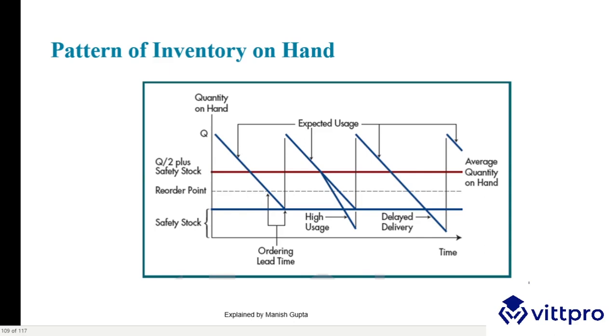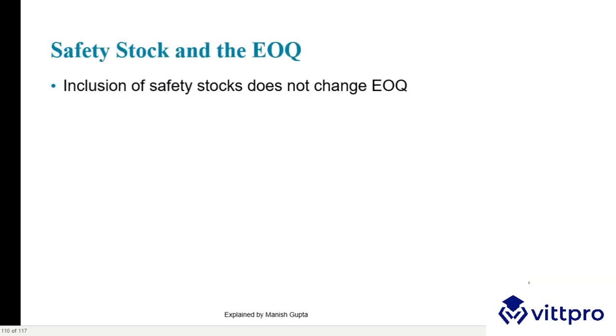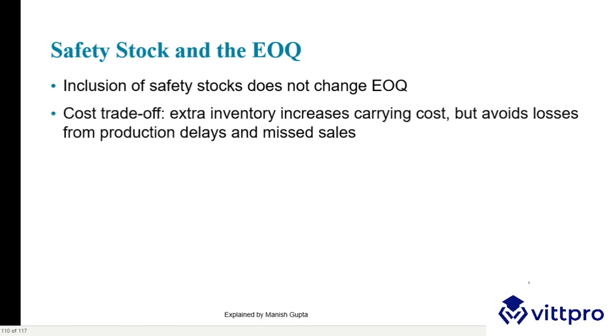This is the first part, the planning, and the second is the monitoring part. So the safety stock should not change the economic order quantity, because it's just a safety stock. It's not going to be changing it. But there is always a cost trade-off. Extra inventory increases carrying cost, but it avoids loss on production delays and missed sales. So you always have to have safety stock, even though it's going to cost extra money to carry them.